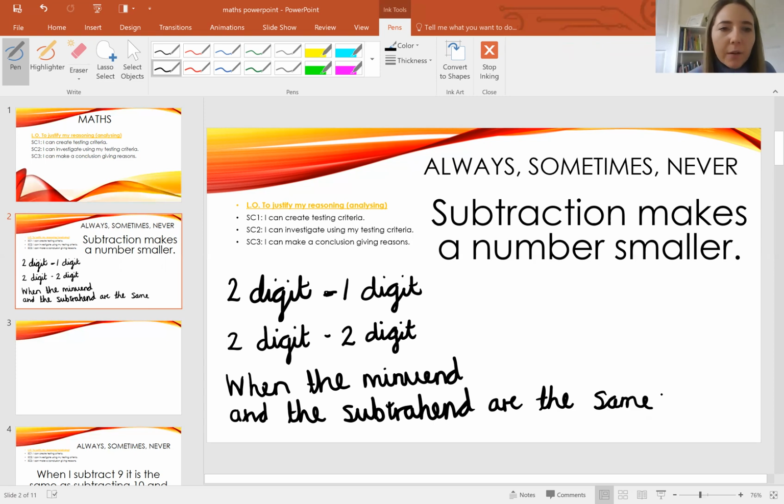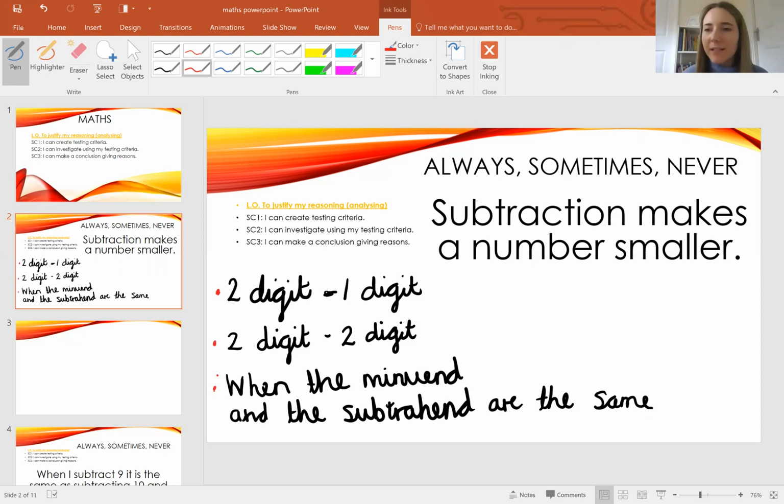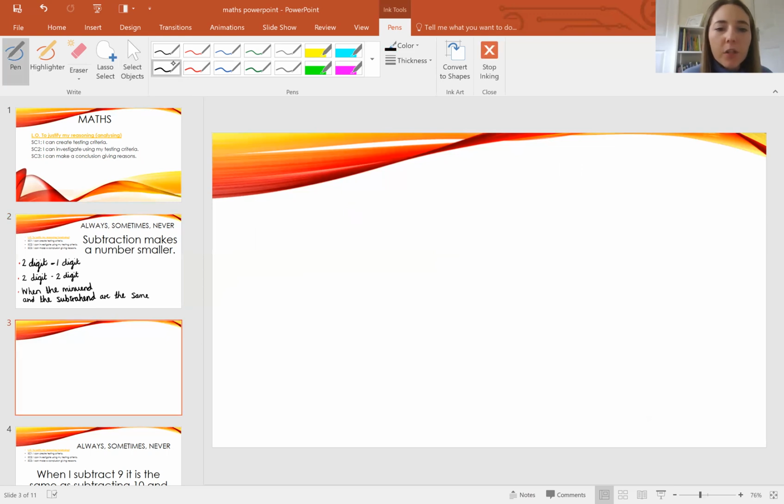Okay, so now I've come up with my testing criteria. These are the 3 things I want to test. I need to start investigating. So I'm going to try it out and see if it always makes a number smaller, or if it's sometimes, or if it's never. So I'm going to start with 2 digits minus 1 digit. So I'm going to go on to my next page. I'm going to try out that criteria. 2 digit, take away 1 digit. So I'm going to try this about 3 times.